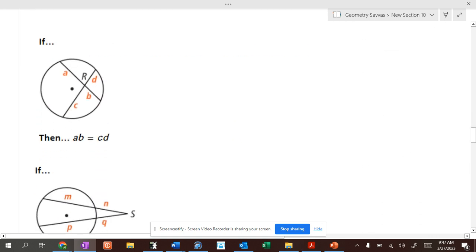Now here's the new stuff. Okay, here's the new stuff. Now we're going to talk about the lengths of the segments. So if we have 2 chords cross in a circle, okay, the lengths of each part of it, this times this equals this times this. A times B equals C times D.